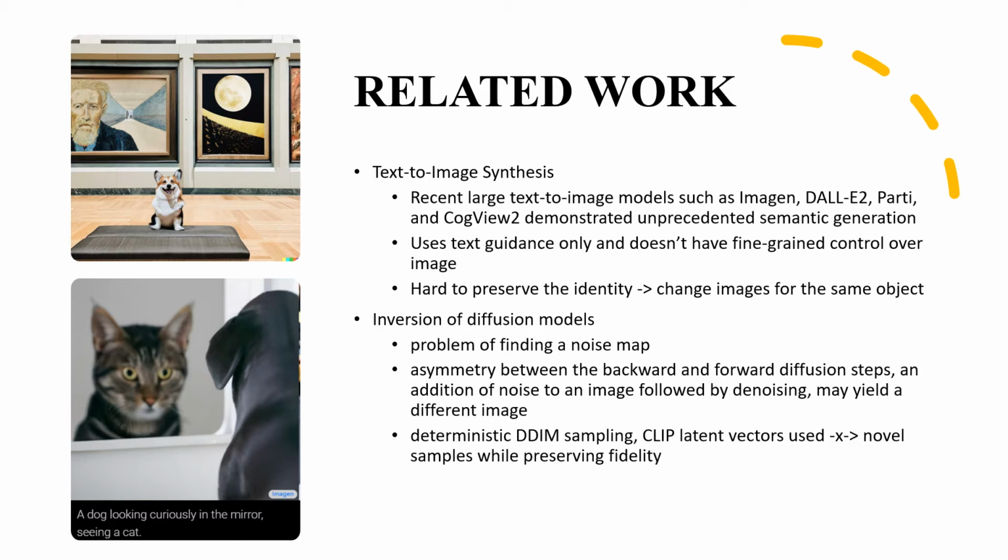And lastly, inversion of diffusion models. The problem with the inversion of diffusion models is finding a noise map and conditioning vector that corresponds to a generated image. Due to asymmetry between the backward and forward diffusion steps, a naive addition of noise to an image followed by denoising may yield a completely different image. Deterministic DDIM sampling and CLIP latent vectors are used, but these methods fall short of generating novel samples of a subject while preserving fidelity.